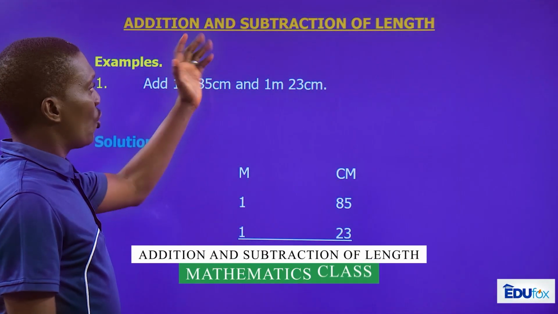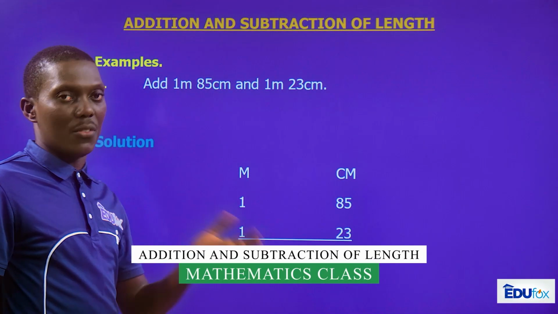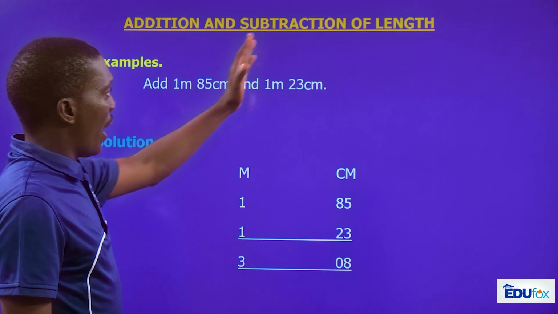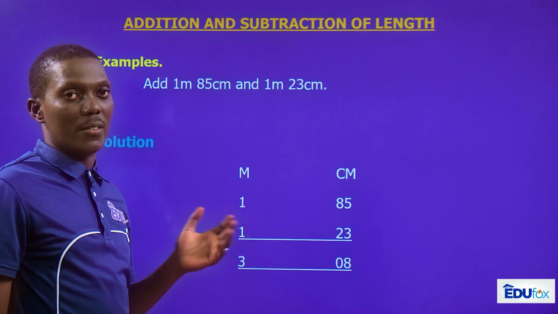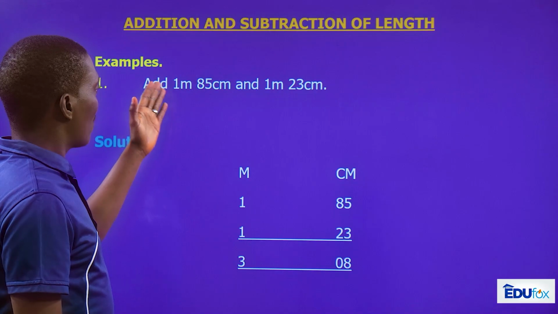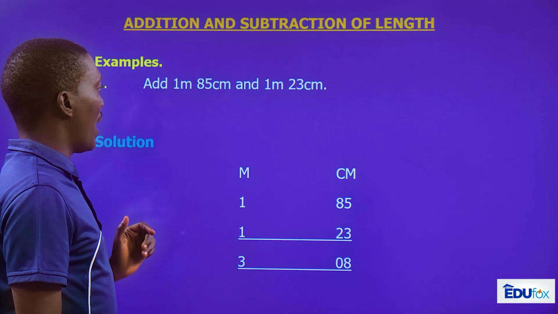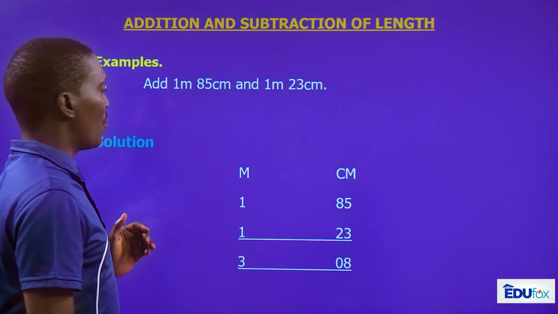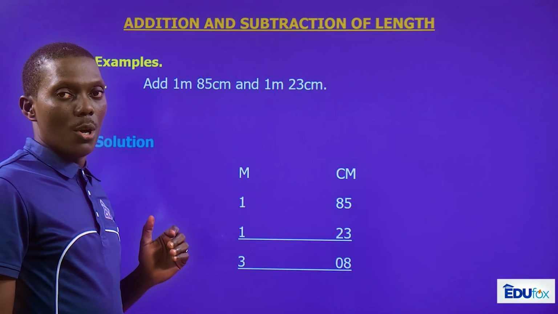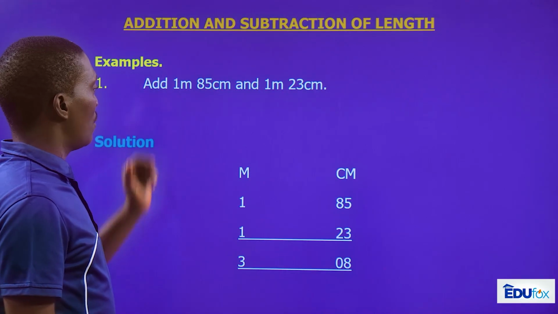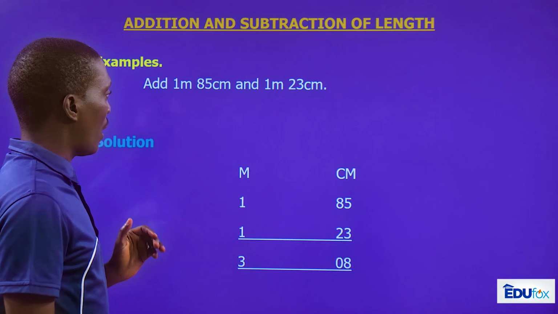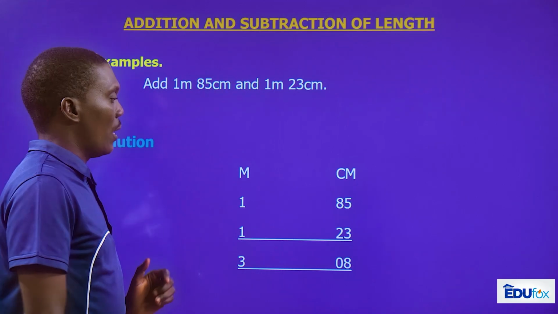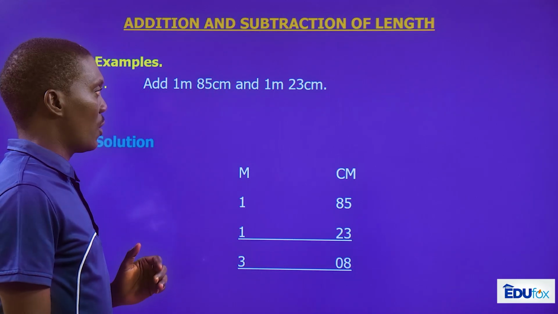We want to look at addition and subtraction of length. Addition and subtraction of length. Add 1 meter 85 centimeter to 1 meter 23 centimeter. We want to add 1 meter 85 centimeter and 1 meter 23 centimeter.